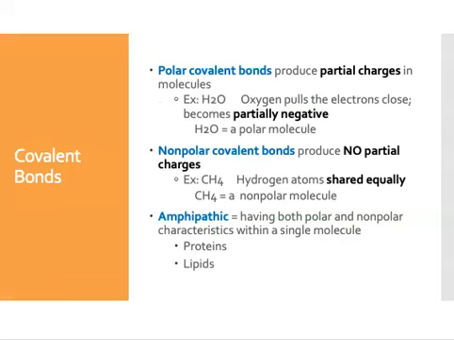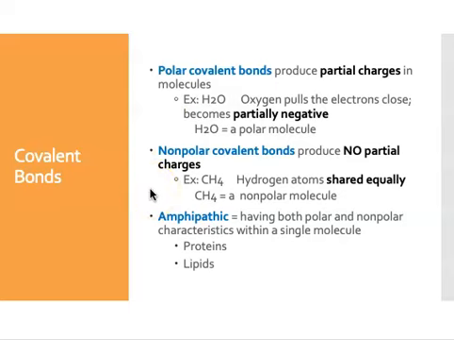Polar covalent bonds produce partial charges in molecules. Water is a great example of this. It's the oxygen atom in a water molecule that pulls the electrons close to it and becomes partially negative.